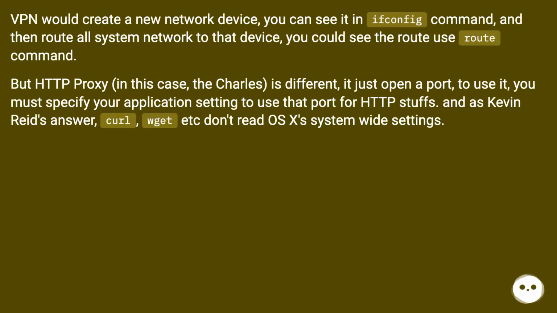A VPN would create a new network device. You can see it in the ifconfig command, and then route all system network traffic to that device. You could see the routes using the route command.